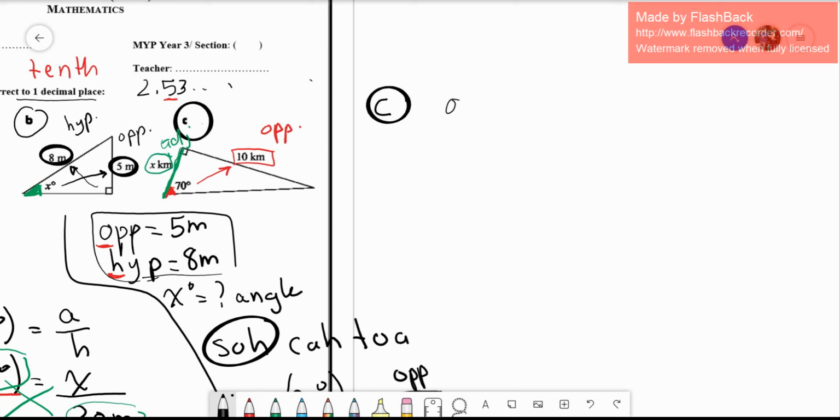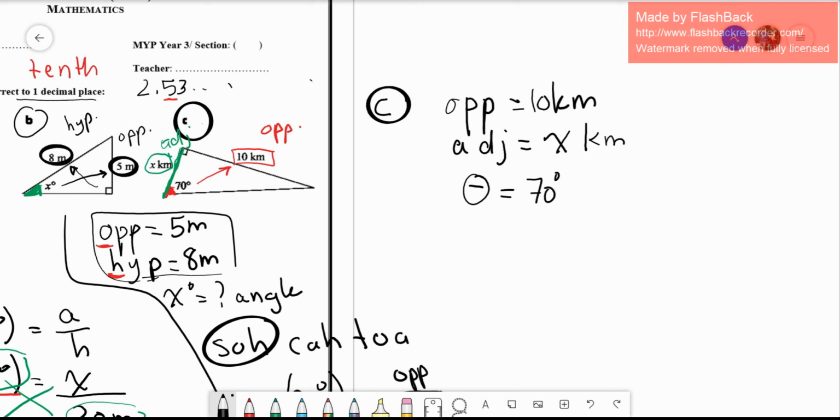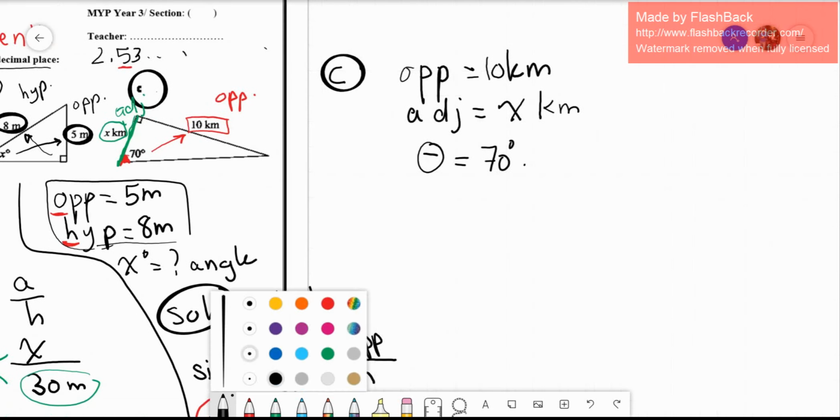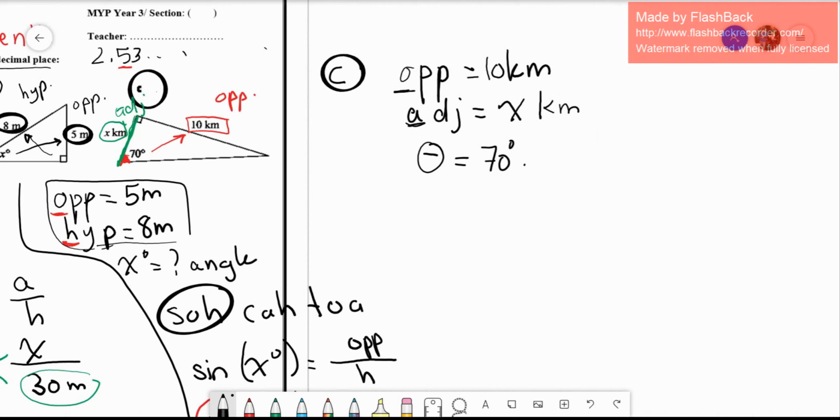So therefore, I have the opposite, organize your given. The opposite is 10 kilometers. The adjacent is x, so we need to find the adjacent side. And the given angle is 70 degrees. So how do we find the adjacent? Let's see. I have O and A. Which of the ratios in SOHCAHTOA has O and A? Of course, you don't have to do like me. Some of you will directly use their mental math skills and skip this. O and A is TOA. Therefore, I'm going to use TOA, which is the tangent.